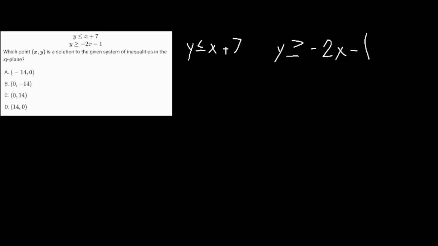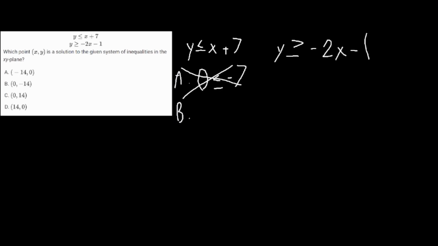So let's start with A. That's (negative 14, 0). So that would say 0 is less than or equal to negative 14 plus 7, which is negative 7, which is not true. 0 is greater than negative 7. So A is incorrect.